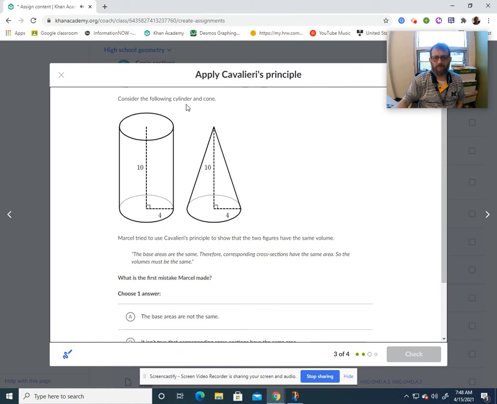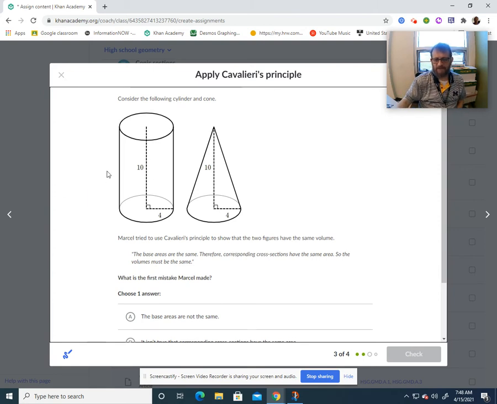Okay, considering the following cylinder and cone. Okay, Marcella tried to use Cavalieri's principle to show that the two figures have the same volume. The base areas are the same. Well, that's true. They both have the same circle. Therefore, corresponding cross sections have the same area, so the volumes must be the same. Well, again, where's the problem?